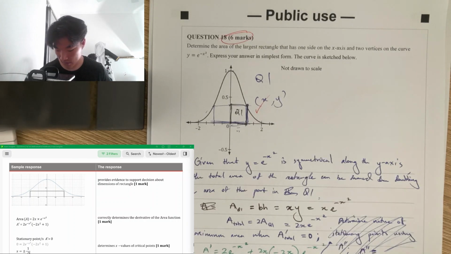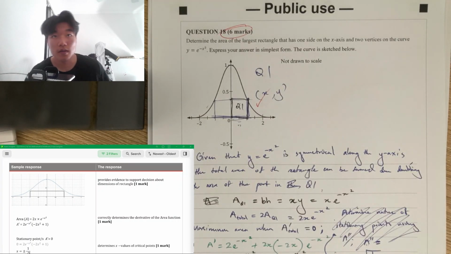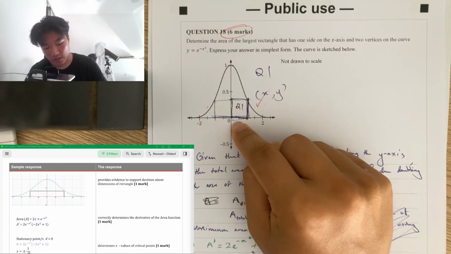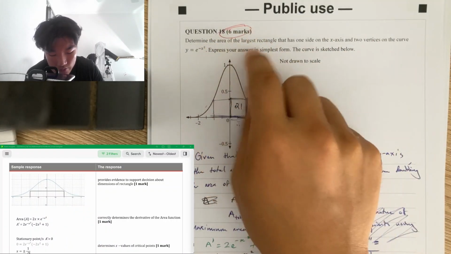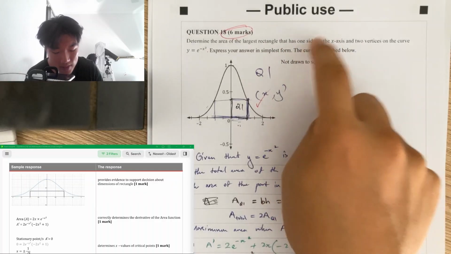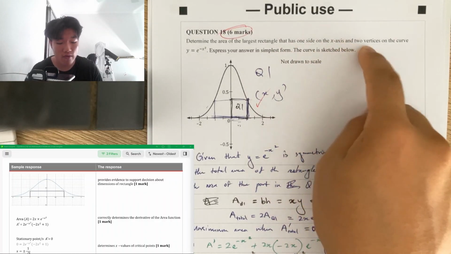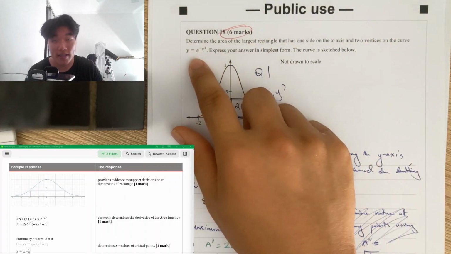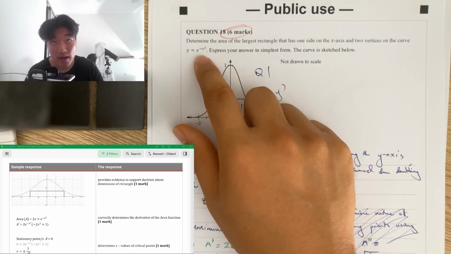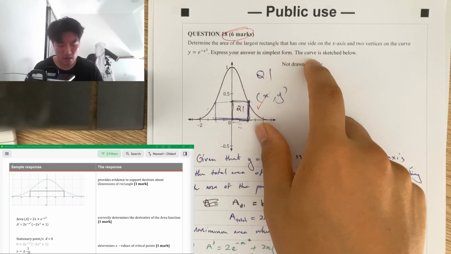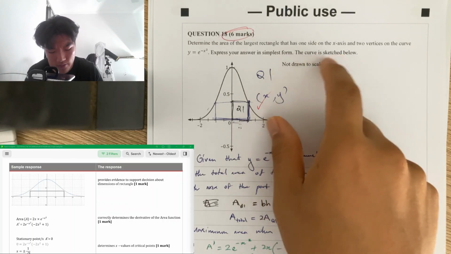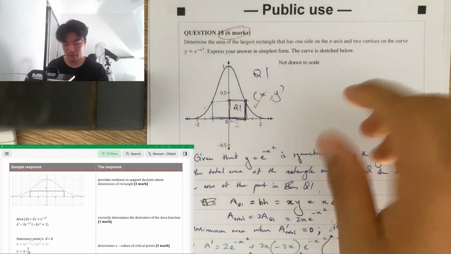So here, let me explain it. So I drew a diagram. Let's read the question actually. Determine the area of the largest rectangle that has one side on the x-axis and two vertices on the curve y equals e to the negative x squared. Express your answer in simplest form. The curve is sketched below, which is good.